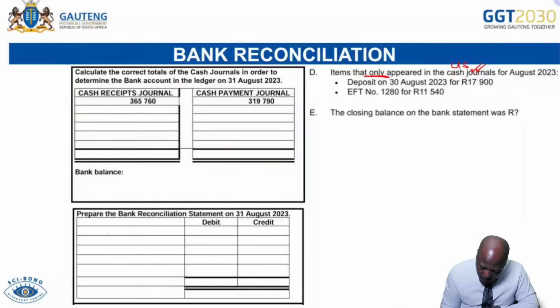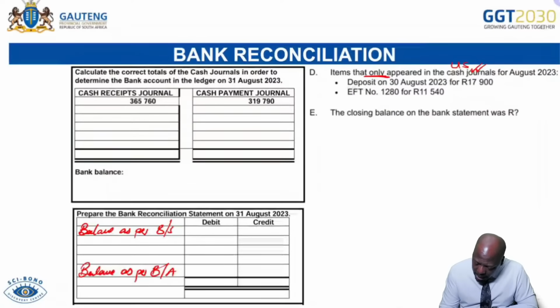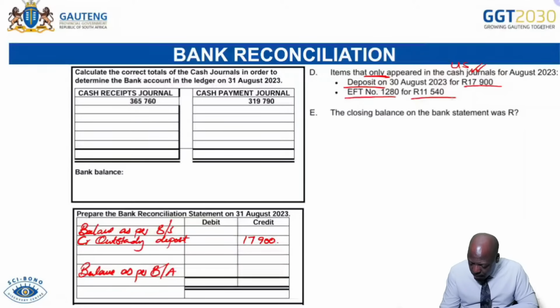So as I come here, I'll start with my balance. My format is going to say balance as per bank statement, and it's going to end with balance as per bank account. And then I have a deposit of 17.9, and that is an outstanding deposit, and I credit my outstanding deposits. Credit outstanding deposits, and my outstanding deposit is 17,900. I credit it.